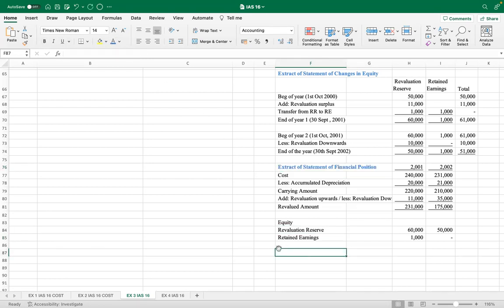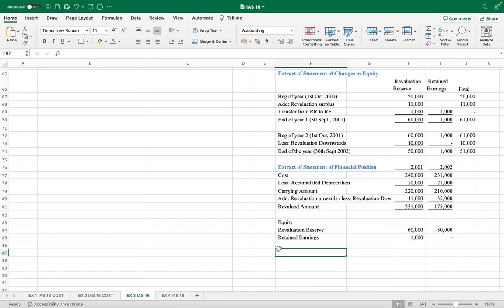In summary, in conclusion, what have we learned? In subsequent recognition, you can either use cost or revaluation method. So in cost method, we have seen the cost of an asset minus accumulated depreciation. And then we have said, there are 4 steps that you should always try to remember. Step 1, calculate the carrying amount. Step 2, calculate the recoverable amount, higher of fair value and value in use.